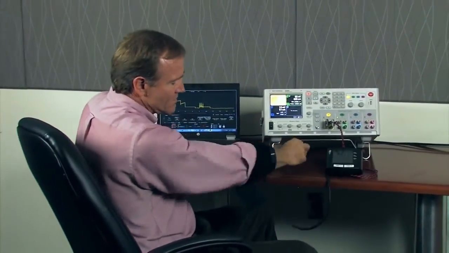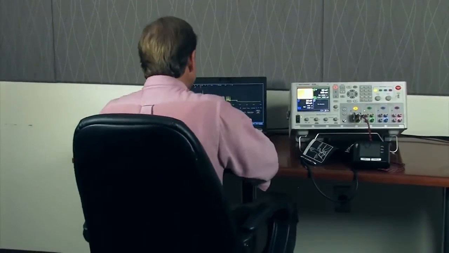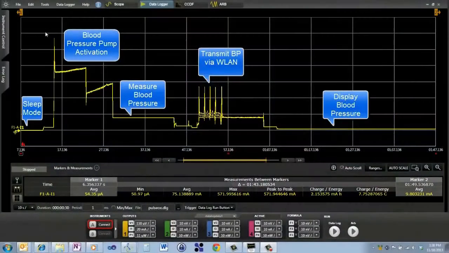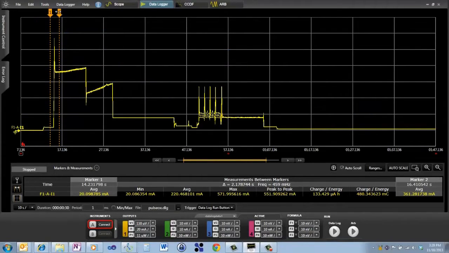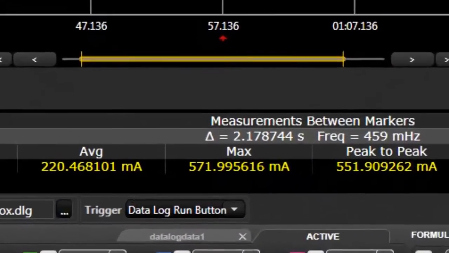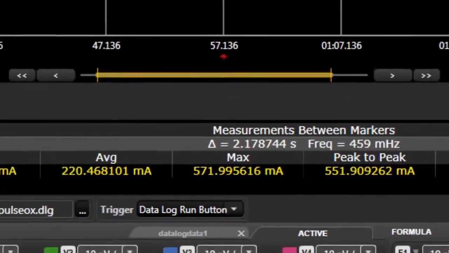So now that we have the data log, let's take a look at the current trace. You'll notice that I have a couple of markers that I can set up. And so I'm going to go ahead and move those markers. And the first thing I'm going to look at is this peak. This was a peak when it turned on the pump and the blood pressure cuff was squeezing my arm. And you can see that the peak for this is about 570 milliamps.